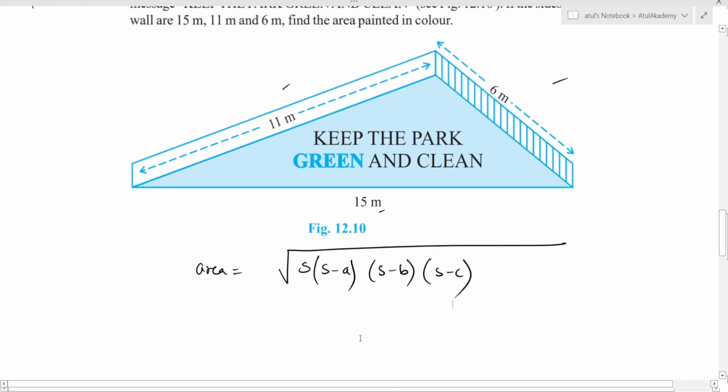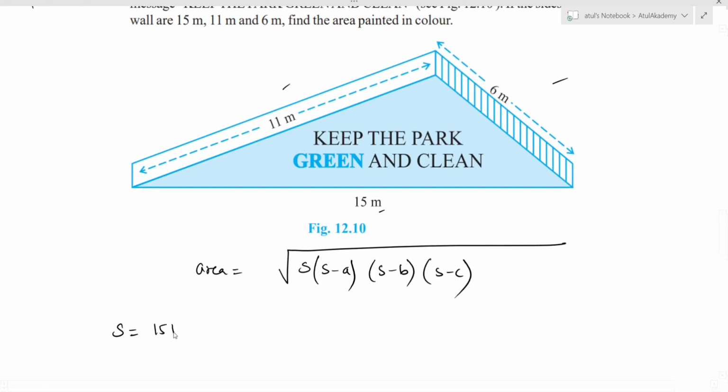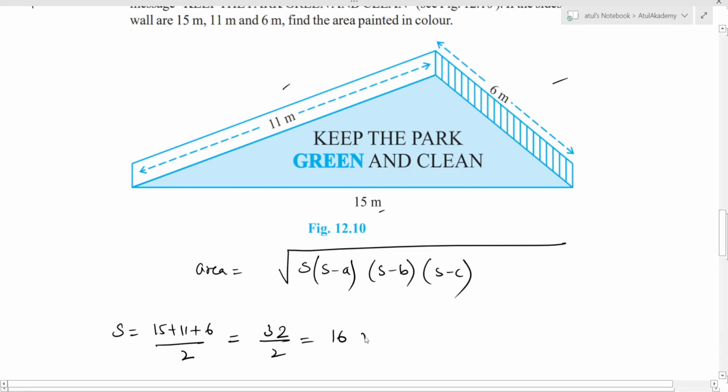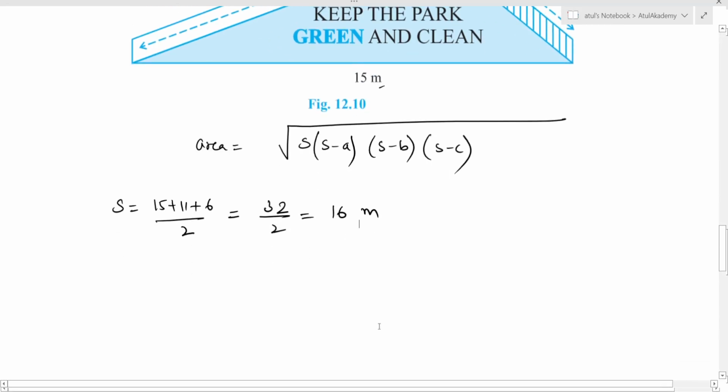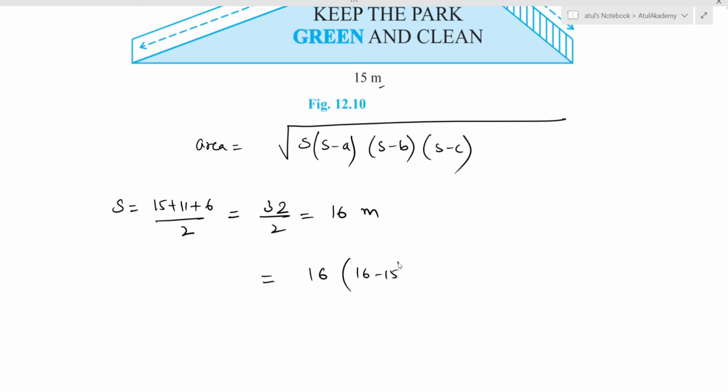Clear? Let's first calculate the semi-perimeter. So that's 15 plus 11 plus 6 by 2. So how much is that coming out to be? 2, 1 carry over, 32 by 2. So that's only 16 meters. So let's use it in the formula. Substitute. S is 16. Then 16 minus 15. Then 16 minus 11. 16 minus 6.